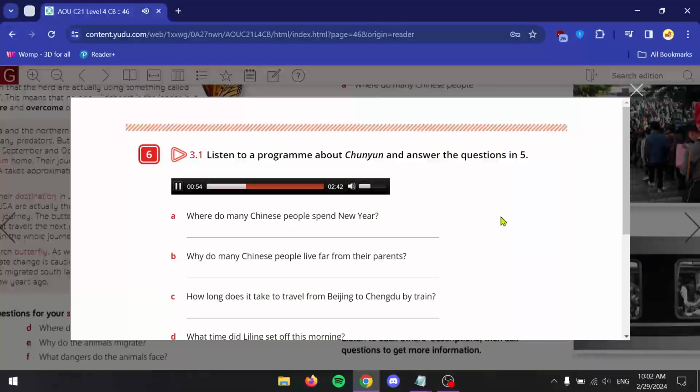Those with money drive or fly home, but many people can't afford that, so instead they use the very crowded trains and buses. Many of these people are students or migrant workers. Some people cross the country to be with their families, and remember, China is an enormous country. We met one of the travellers, Liling, at the main railway station in Beijing, and she told us about her travel plans.